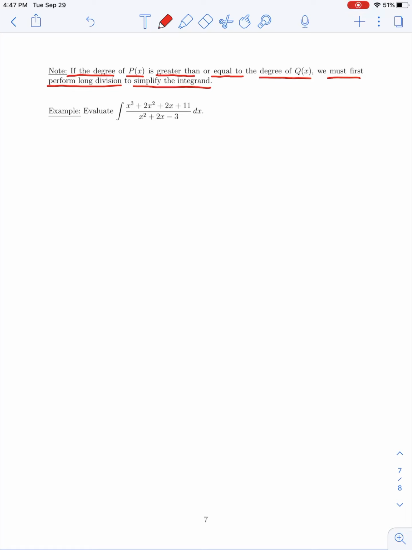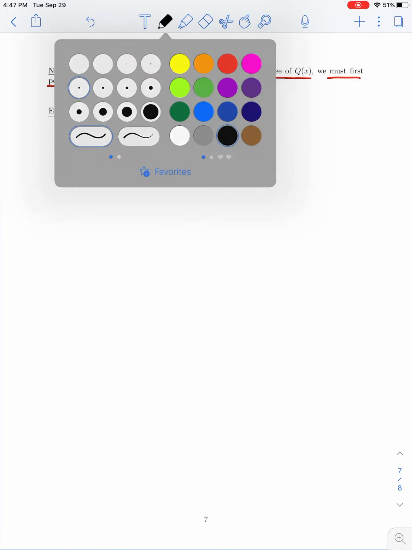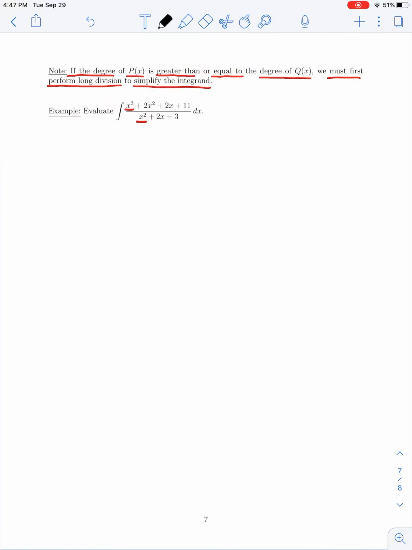In this first example, we're asked to evaluate the integral of this rational function. We can see clearly it's a quotient of two polynomials. However, in this case, the degree of our numerator is 3, and the degree of our denominator is 2. That is, the degree of the numerator is greater than that of the denominator. So using long division, let's see if we can simplify our integrand.